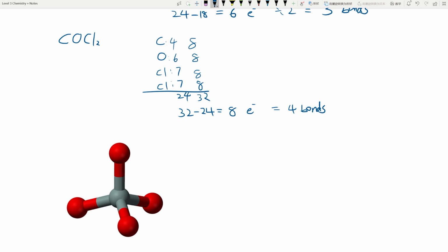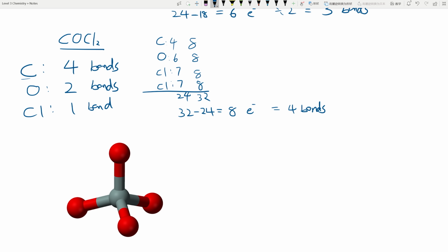Once you've done organic chemistry, you don't even need to use this method when you see something like this. Why? Because you should know that carbon always bonds 4 times, except in carbon monoxide and in graphite. Those are some anomalies that don't follow that trend. Oxygen always bonds twice, with some minor exceptions, but nothing major. Chlorine normally bonds once. Why does carbon bond 4 times? Because carbon has 4 valence electrons. So carbon looks like this, 1, 2, 3, 4 valence electrons. So you can bond here, here, here and here. So it bonds 4 times.